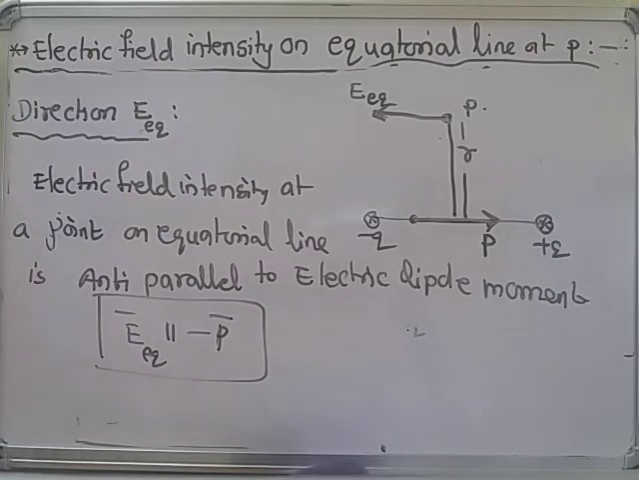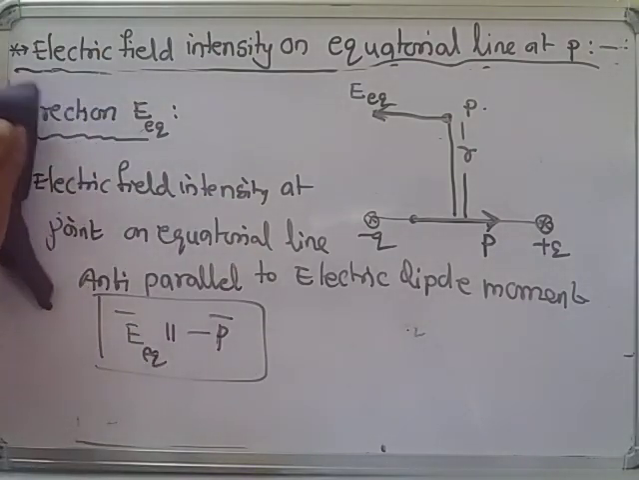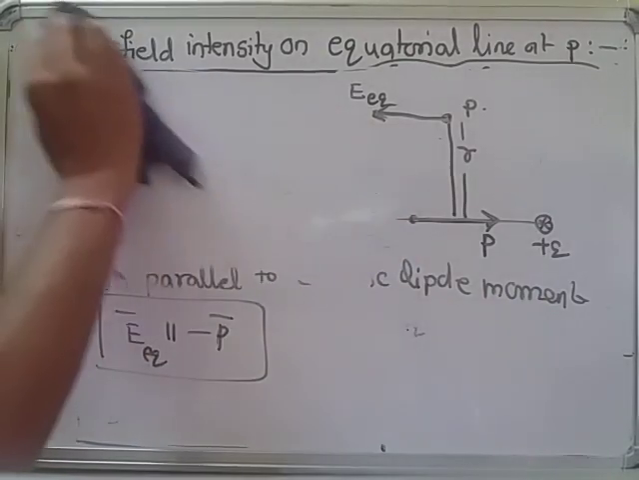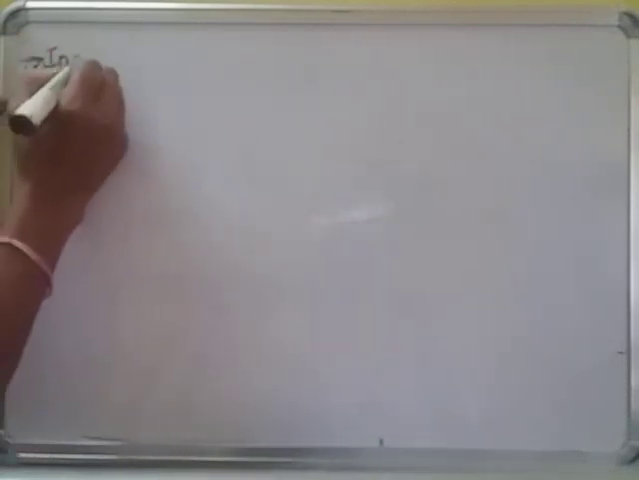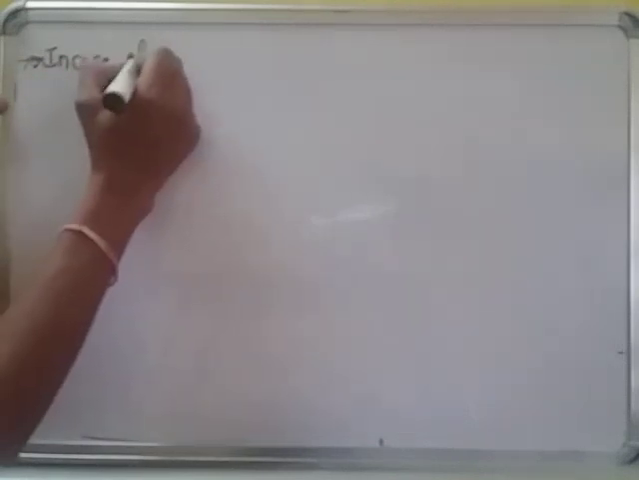But the electric field intensity on the axial line is parallel to the dipole moment, whereas on the equatorial line it is anti-parallel to the dipole moment. We finally derived in this class what an electric dipole is and the formulas to find the electric field intensity on the axial line and on the equatorial line. Now, for a short dipole, I want the relation between the electric field intensity on the axial line and the equatorial line.